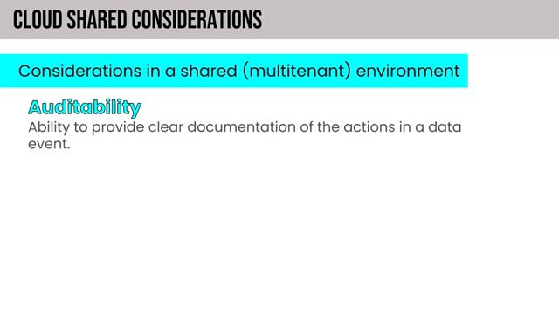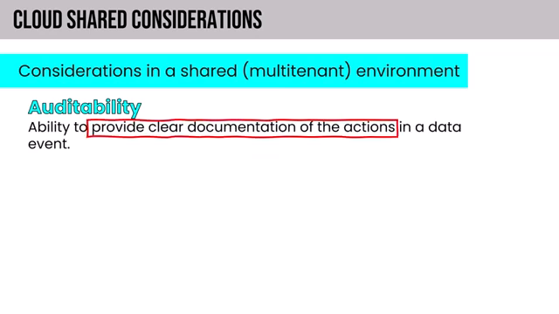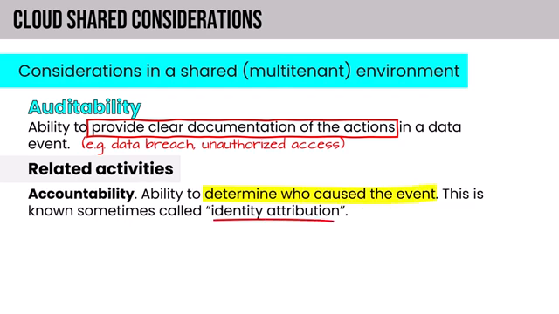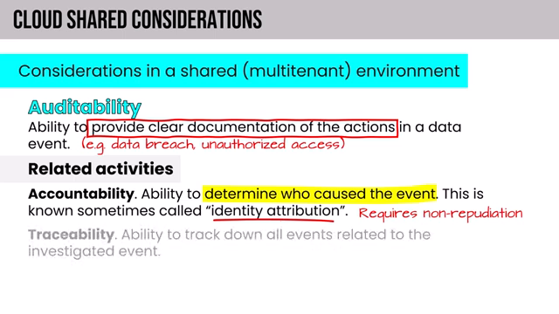Next up, auditability, the ability to provide clear documentation of the actions in a data event, like a data breach or unauthorized access. And there are a couple of related activities that we need to have in place in order for auditability to be true. The first is accountability, the ability to determine who caused the event. This is known sometimes as identity attribution. This requires non-repudiation, so we must have unique accounts for end users, for example, to ensure that we can pin that event back to a specific individual. And then there's traceability, the ability to track down all events related to an investigated event.